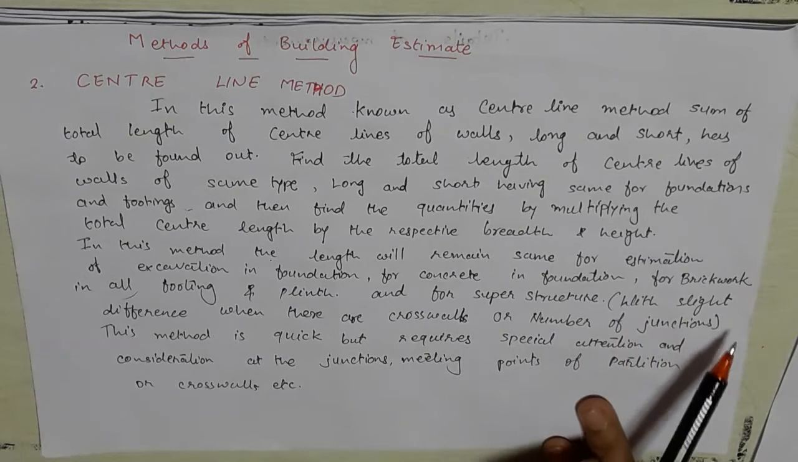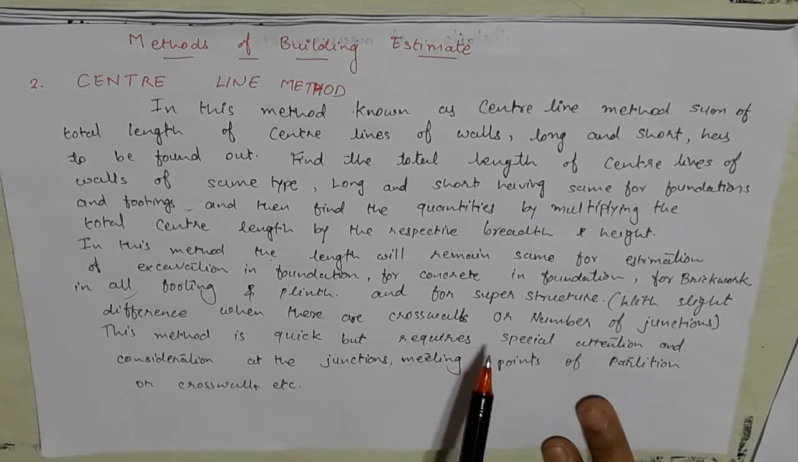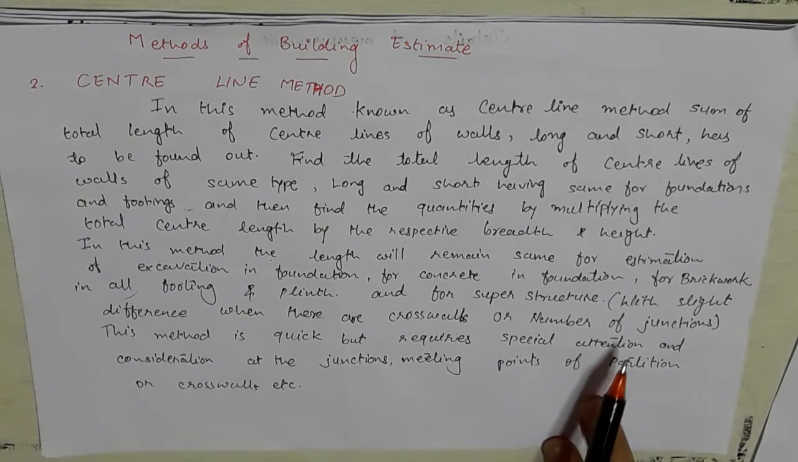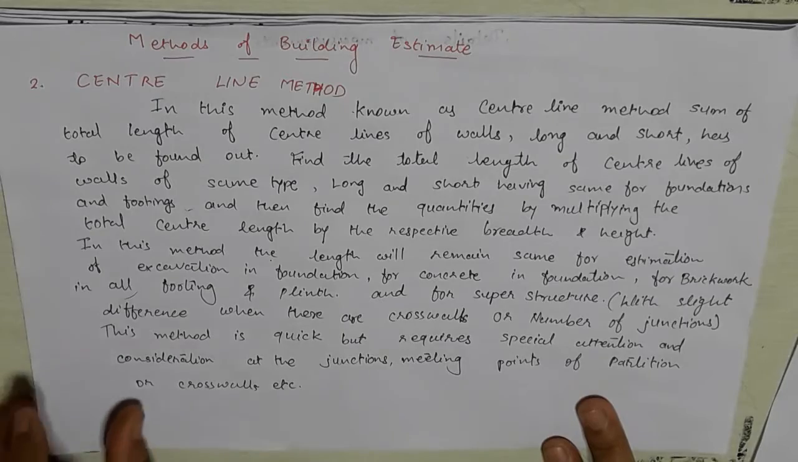Here there is a slight difference when there are cross walls or a number of junctions. This method is quick, but it requires special attention and consideration at the junctions, the meeting points of the partitions or the cross walls.